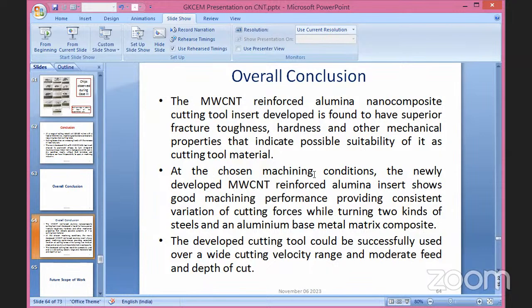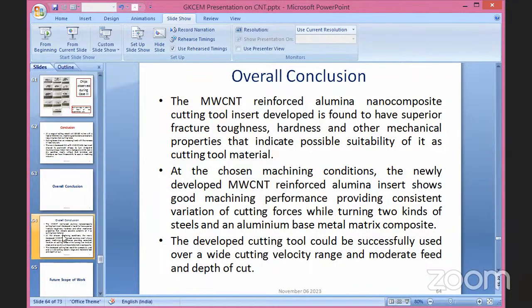At the chosen machining conditions, the newly developed insert shows good machining performance, providing consistent variation of cutting forces while turning two kinds of steels and an aluminum-based metal matrix composite. The developed cutting tool could be successfully used over a wide cutting velocity range and moderate feed and depth of cut.